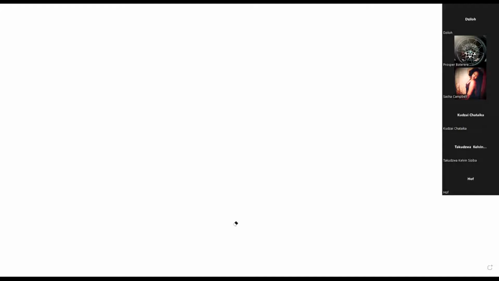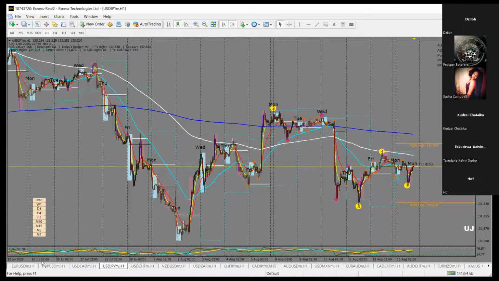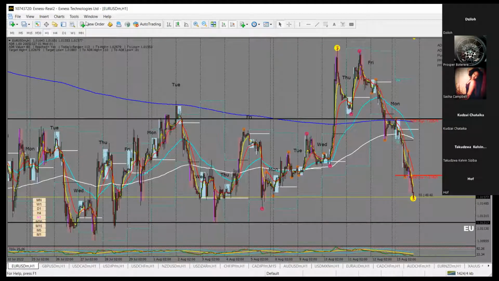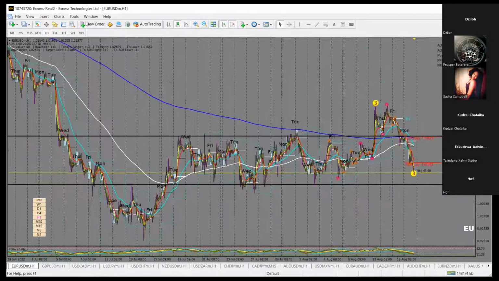So this was just a refresher to say these are the things that we look out for in the market. When I checked the market, I realized there were some very good moves that took place this week, which was very, very good.